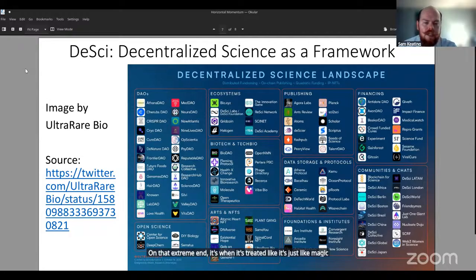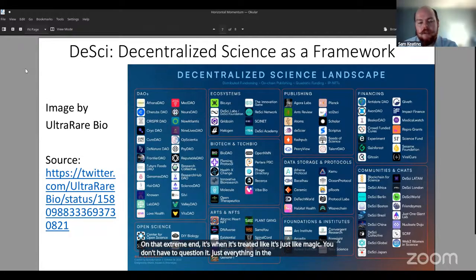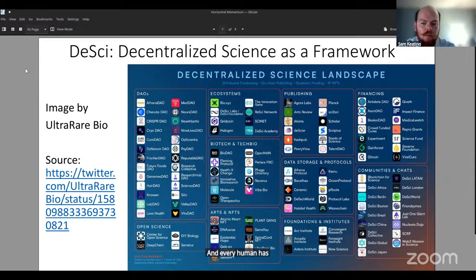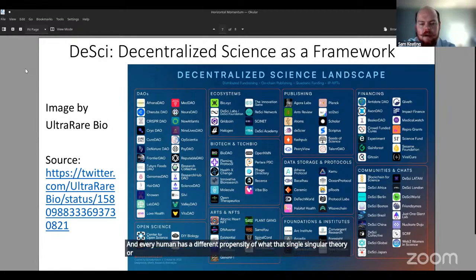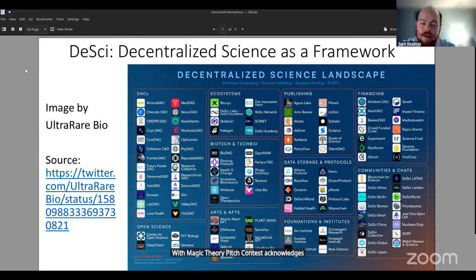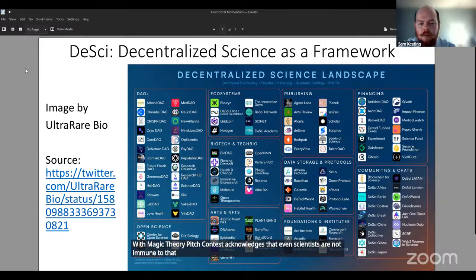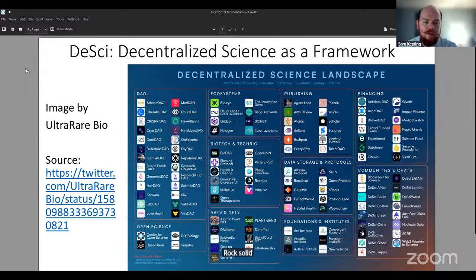You don't have to question it. Just everything in the universe revolves around this one thing. And every human has a different propensity of what that singular theory or thing might consist of. But the Magic Theory Pitch Contest acknowledges that even scientists are not immune to that human propensity to frame the world and our understandings of textbook style knowledge that might not be rock solid, might have to reevaluate or pivot or adjust some of that knowledge.